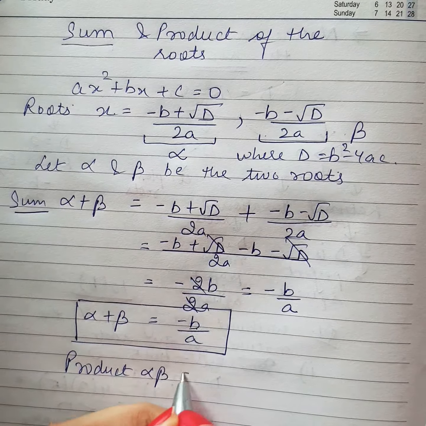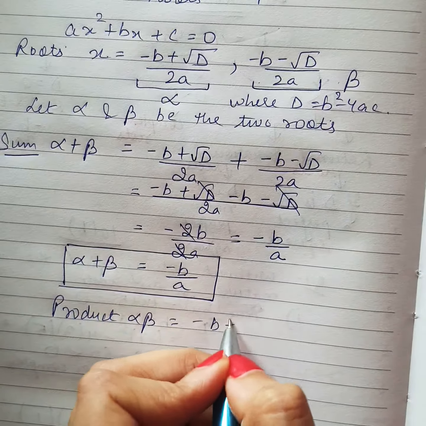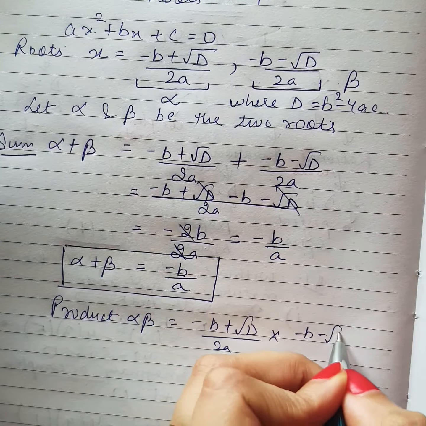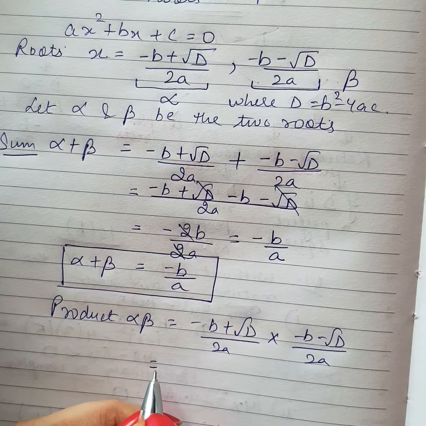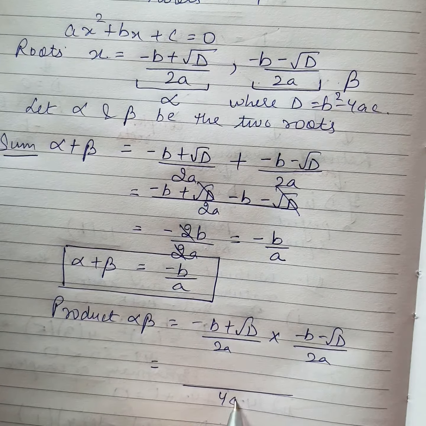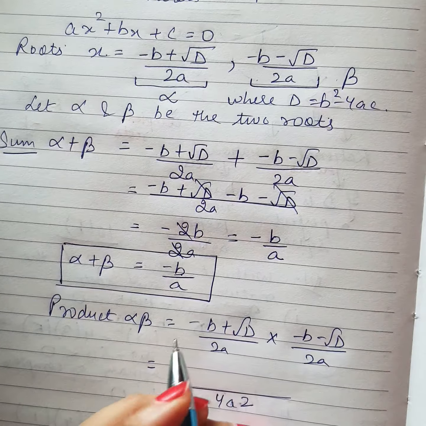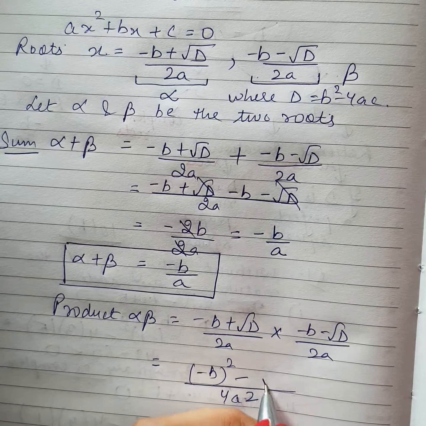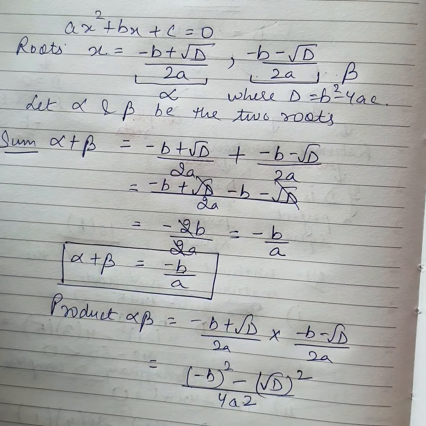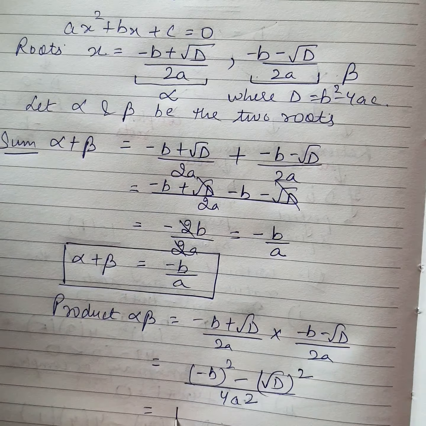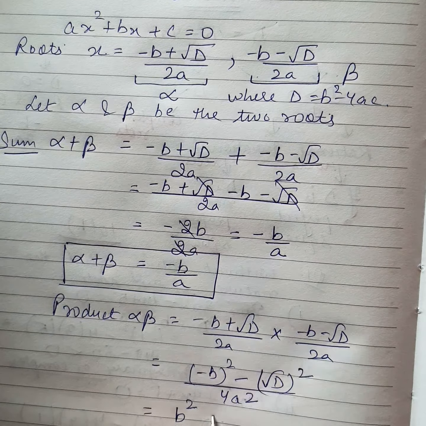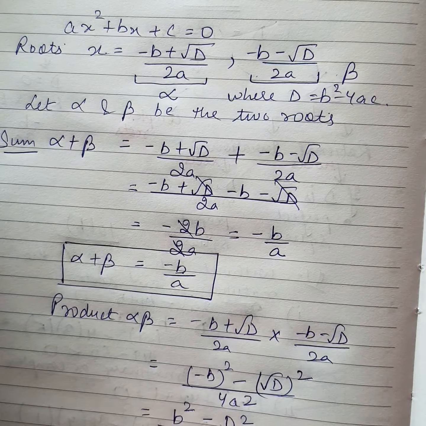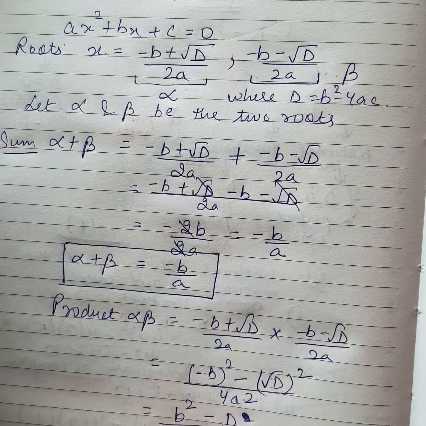Product alpha into beta will be minus b upon 2a into minus b minus root d upon 2a. So the denominator will be 4a square, and the numerator is (minus b plus root d)(minus b minus root d), which is the square of minus b minus the square of root d. So b square minus d. The root and the square got cancelled, over 4a square.